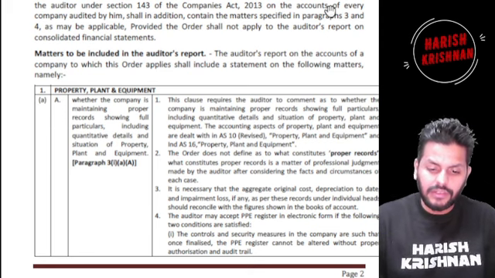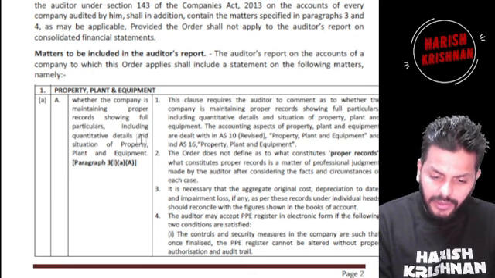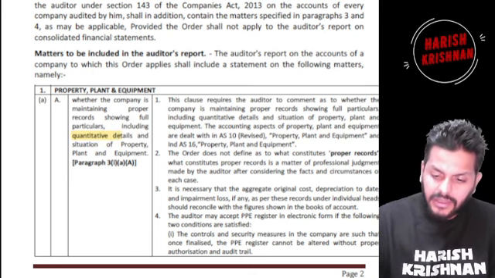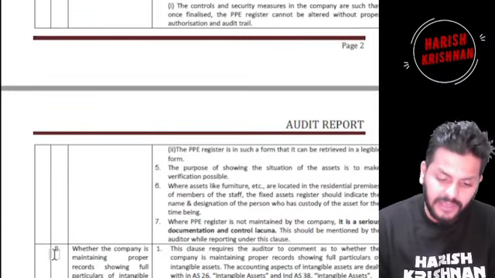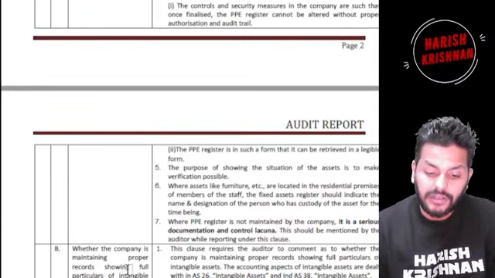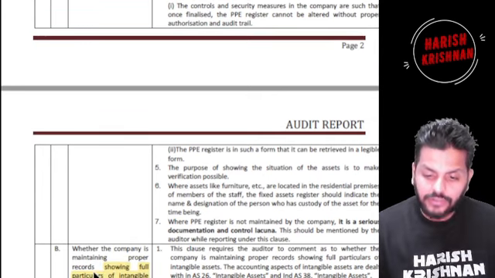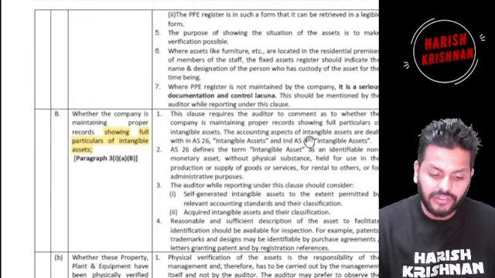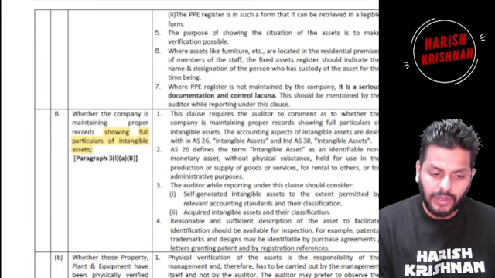Whether the company is maintaining proper records showing full particulars, including quantitative details, there is not much of a tension there. But there is a change, or an addition you can call, to subclause B: whether the company is maintaining proper records showing full particulars of intangible assets. Now, this is a newly added point that I would want you guys to obviously note. This newly added point that you are seeing here is a pretty critical one.